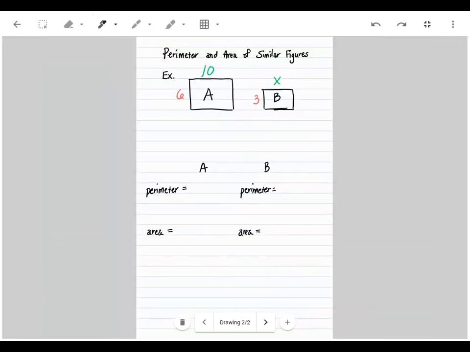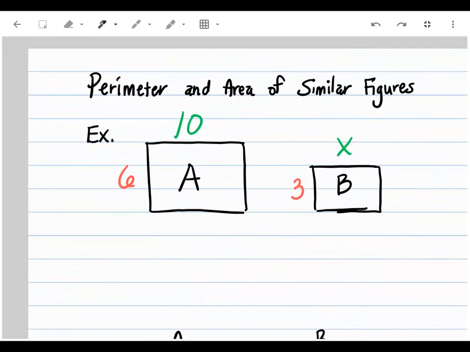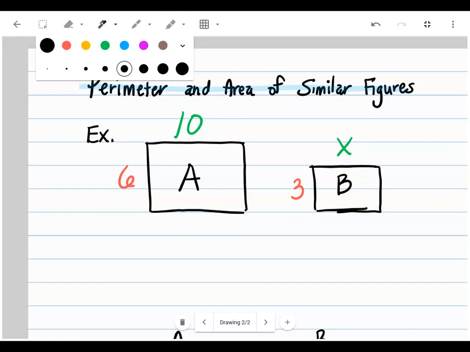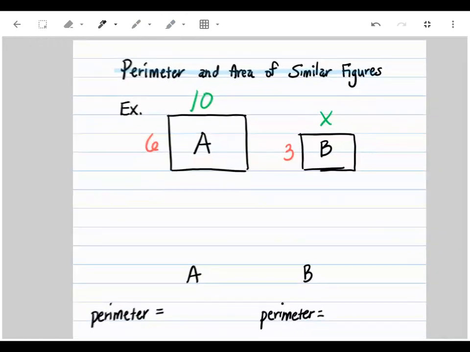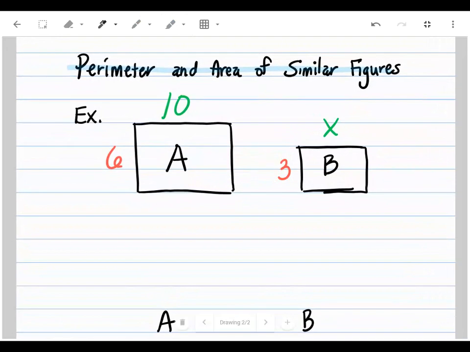On the next page here, I had to go to another page for this. This is really where the 8th grade stuff picks up. We're talking about perimeter and area of similar figures. And I have an example here with 2 rectangles. So again, pause the video if you need to, and we're going to go through this very quickly. So the goal here with some of these problems is going to be to find a missing side. And if you look right here in this example, we have 6, we have 10 in rectangle A, and then we have 3, but here we have X. Okay, so this side right here is the one that we're going to have to find.